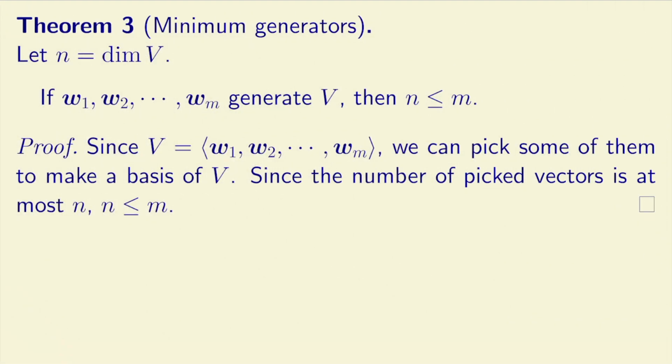Next, if you have a set of m vectors that generates the entire space V, then n is less than or equal to m. That means the dimension n is the minimum number of vectors required to generate the entire space. Again, the proof is quite simple. Since the entire space V is generated by these m vectors, we can pick some of them to make a basis of V. But the number of picked vectors is at most n, because the dimension is n. So n must be less than or equal to m.